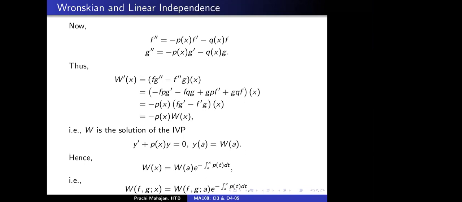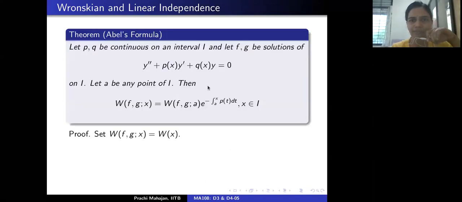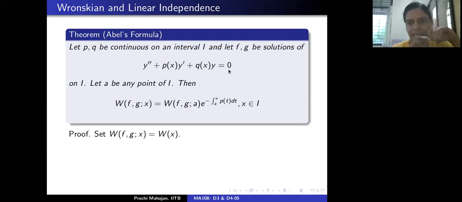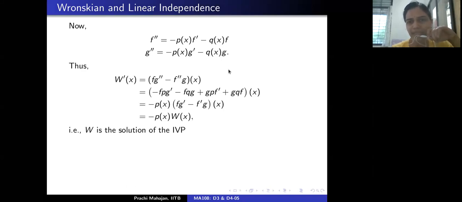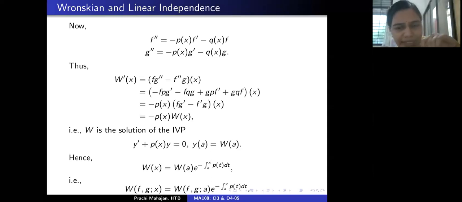See, f and g to start with were the solutions of this ODE, right? So f and g satisfied this ODE: f double prime plus p times f prime plus q times f equal to 0, and likewise for g. Okay, ma'am. Got it. So you just use this and plug it in there, right? Yes, ma'am. Yes. Okay. So is that okay with everybody present here?